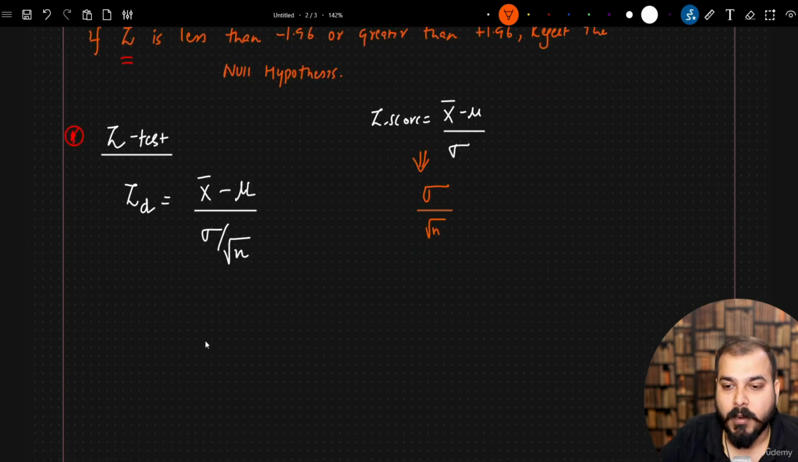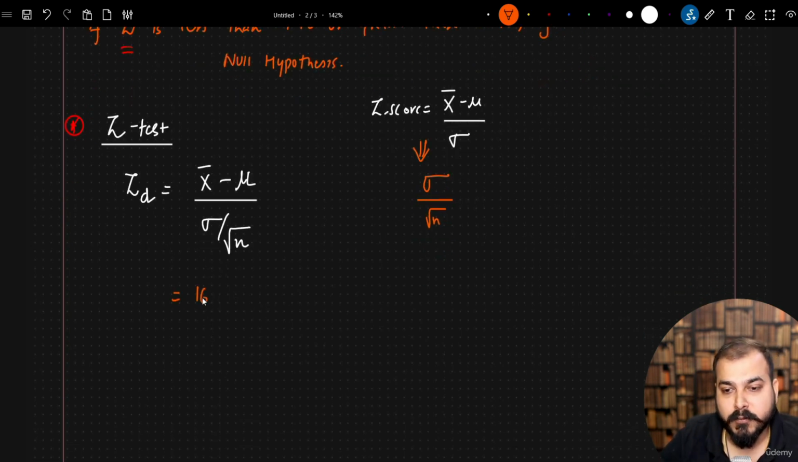Now we will go and solve this problem. I know my x bar. My x bar is 169.5 centimeter. My mu is 168 centimeter.